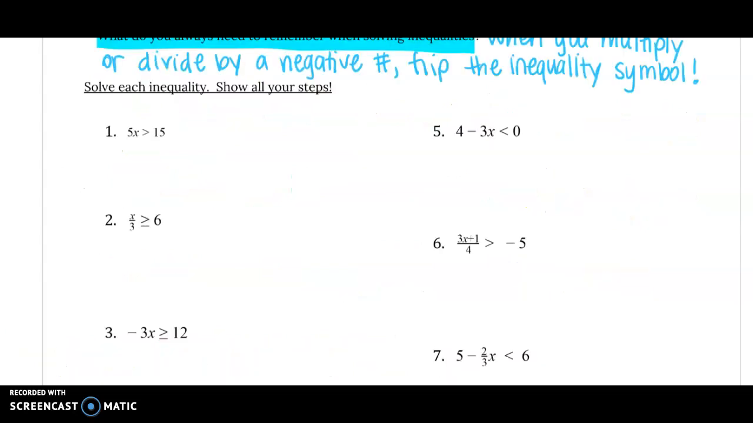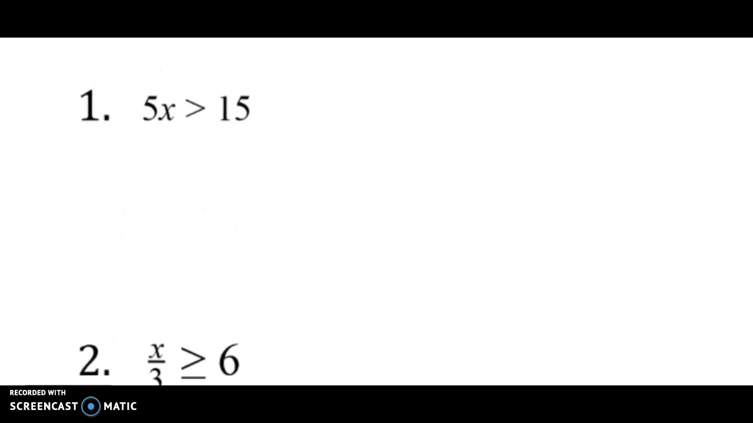So now let's practice solving these inequalities. So let's look here first at number 1. This is saying that we have 5x, that's 5 times x, is greater than 15. So to get rid of the 5, I'm going to divide it from both sides. Since the number that I am personally dividing by is positive, then I don't need to change the symbol. That will leave me with x is greater than 3.